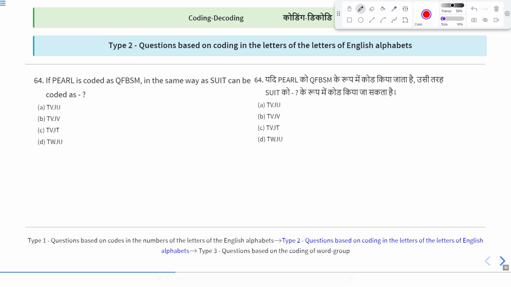Next, 64. If Pearl, P, E, A, R, L is coded as Q, F, B, S, M. P plus 1 Q, E plus 1 F, A plus 1 B, R plus 1 S, L plus 1 M. Then suit: S plus 1 is T, U plus 1 is V, I plus 1 is J, T plus 1 U. T, V, J, U.